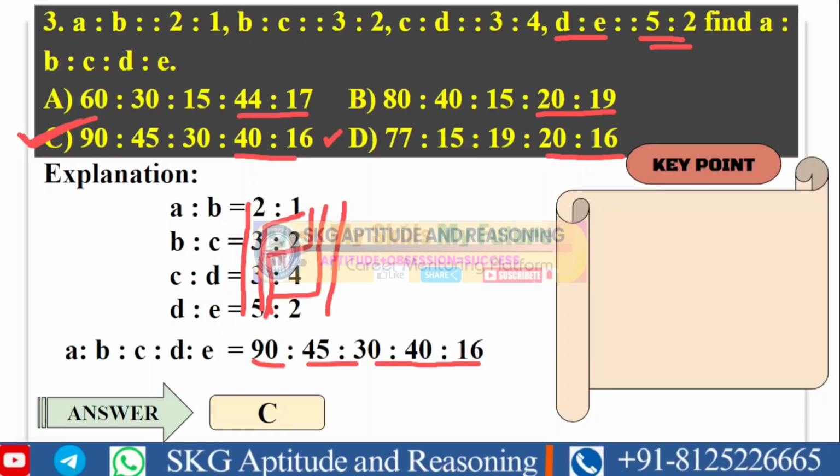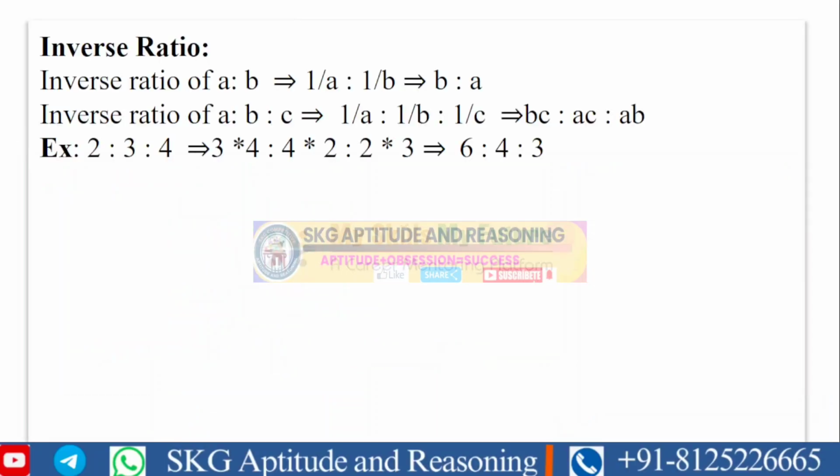Let's move to the next question. Let me give some introduction here. What is meant by inverse ratio? The inverse ratio of A is to B can be written simply as 1 by A is to 1 by B. So the inverse ratio of A is to B is B is to A.